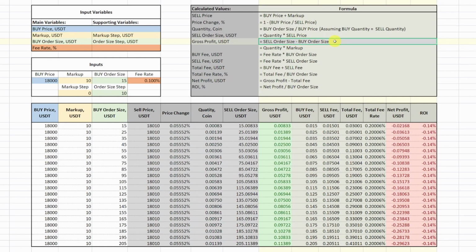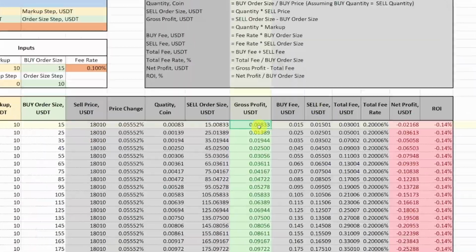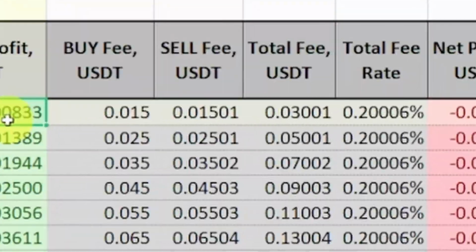Either get the difference between the sell order size and the buy order size, or, as I've done here, take the quantity of coin and multiply it by the markup. I used conditional formatting here to indicate a profit or a loss. Looks great so far, but now we have to talk about fees.